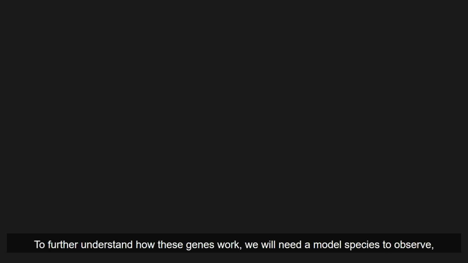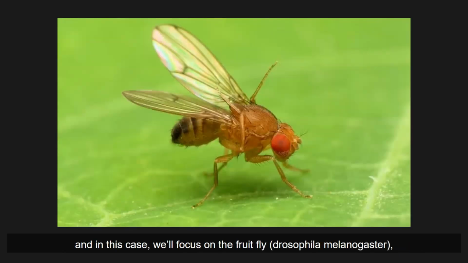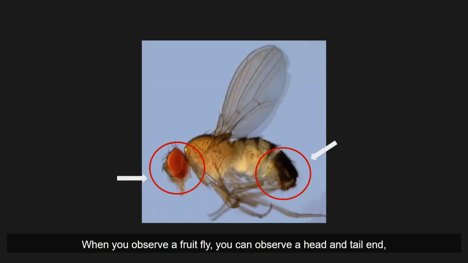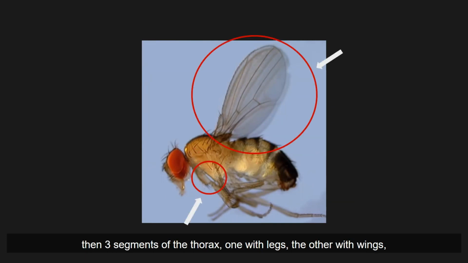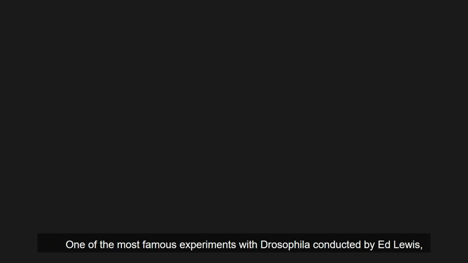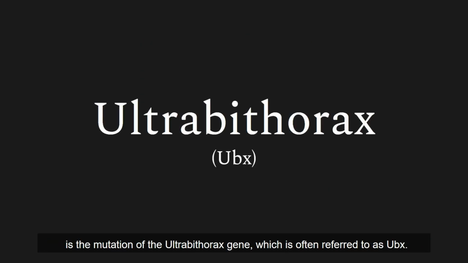To further understand how these genes work, we will need a model species to observe, and in this case, we'll focus on the fruit fly, the Drosophila melanogaster, as well as the sand flea, or beach hopper, Parhyale hawaiensis. When you observe a fruit fly, you can observe a head and tail end, then three segments of the thorax, one with legs, the other with wings, and the last with a structure called a haltere, as well as segments along the abdomen.